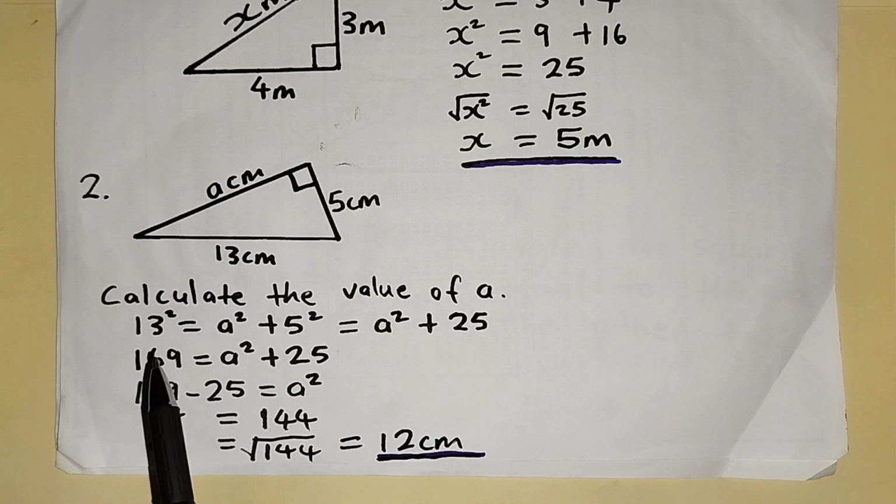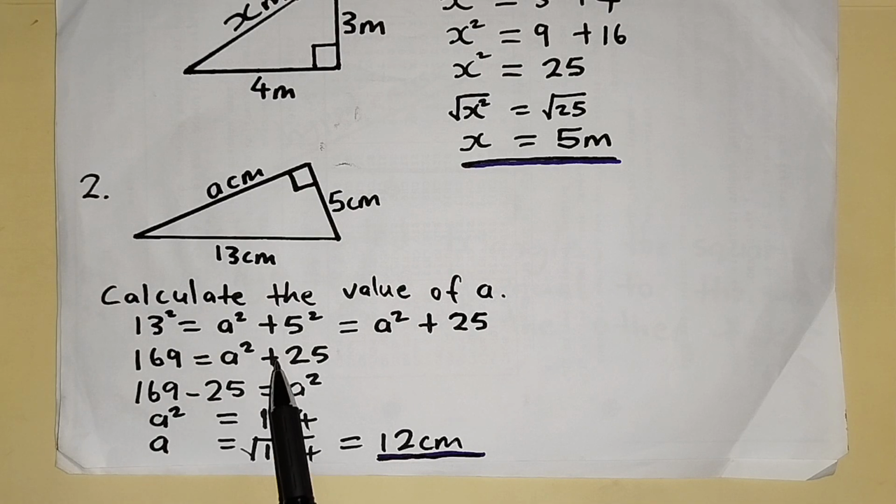Then 13 raised to the power 2 is 169. So 169 equals A squared plus 25. Collecting like terms, 169 minus 25. Taking note, this 25 on the right side of the equal sign has a positive sign, but when 25 is taken to the left-hand side of the equal sign, it is given the opposite sign, in this case negative. So 169 minus 25 equals A to the power 2. Finally, A raised to the power 2 equals 144. Taking square roots of both sides, we find that A is 12 centimeters.